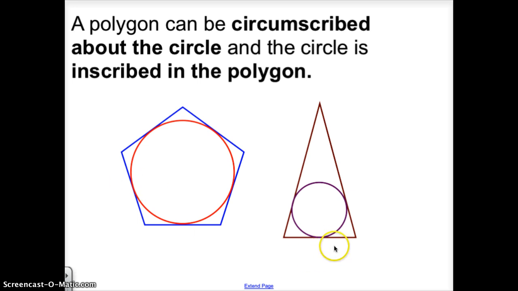Same thing here for the triangle. And we did talk about a couple of things in lesson 10.3 regarding how circles are created from triangles inside, depending on whether it's the median or the altitudes or the perpendicular bisectors that are intersecting.